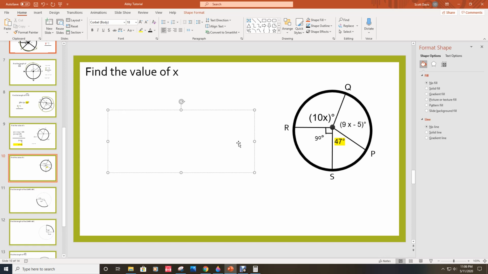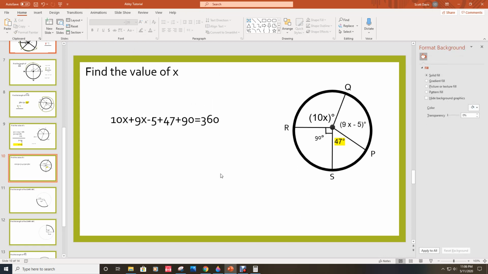So what I did was, I plugged in everything that I knew, like this: 10x plus 9x minus 5 plus 47 plus 90 equals 360 degrees. Because I knew my whole circle equals 360 degrees. So that's what I actually did on my own paper when I solved this problem.